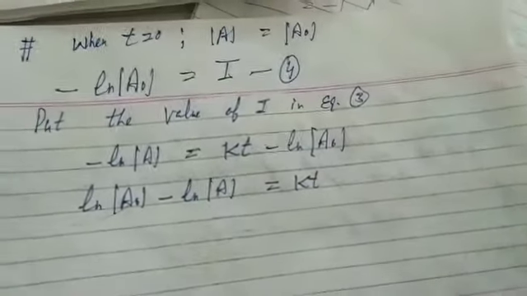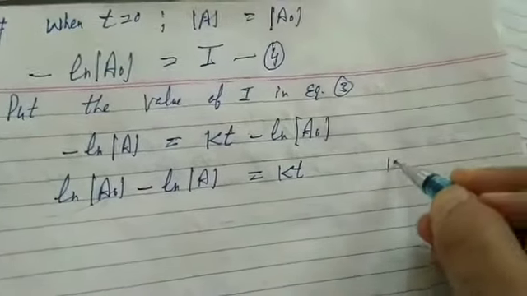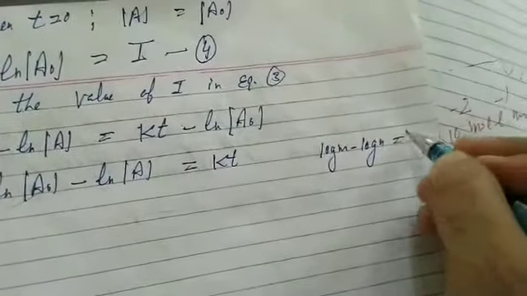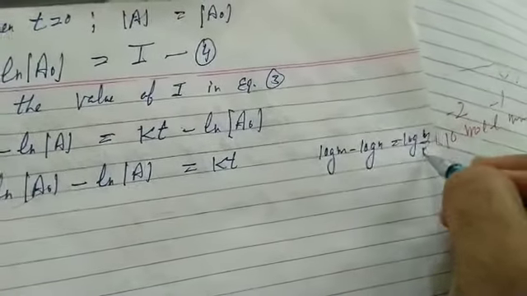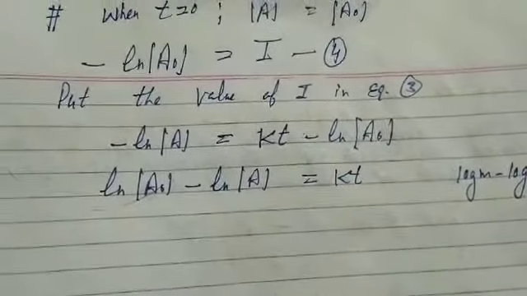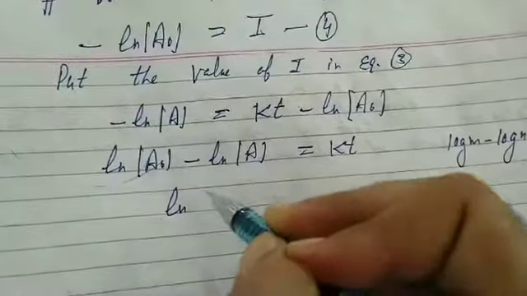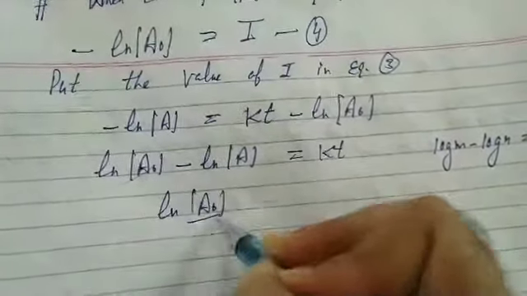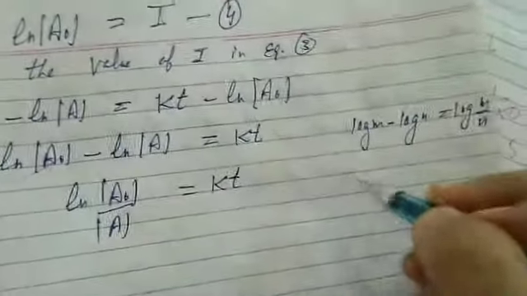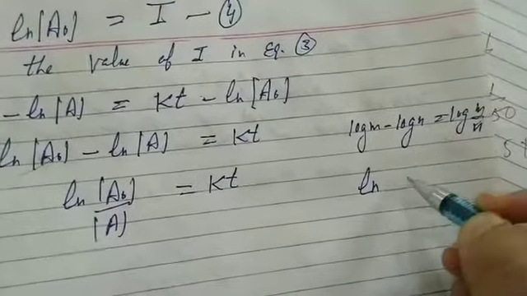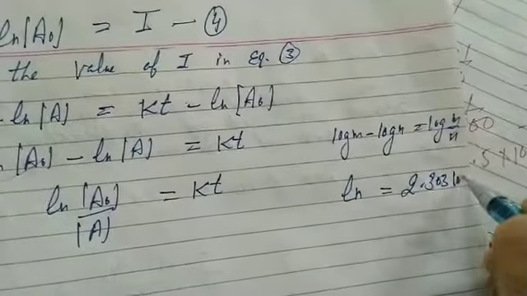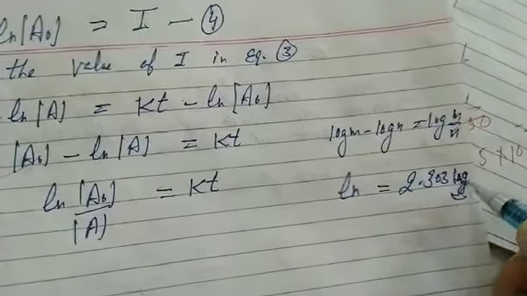Now you know in maths, log m minus log n becomes equal to log m upon n. But in chemistry, we are proceeding from base e, ln. Again the same, log m minus log n is log m upon n. It becomes log A naught upon A equal to kt. Now students, we will convert this log base e to base 10. When we convert it to base 10, we multiply it by 2.303. Now we will write log, that is base 10.